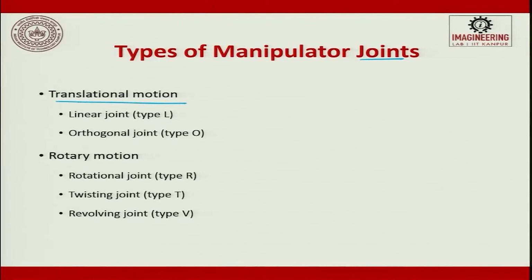One is linear, I said, translational, the other one is rotational. In translational, you will have two things: linear joint and orthogonal joint. Under rotational motion, you will have rotational joint, twist joint and revolving joint. So, when we want to buy a robo, the joints will be written in acronyms. A linear joint we call L, orthogonal joint O, rotational R, twist T, revolving V.